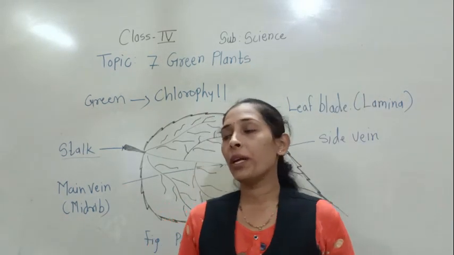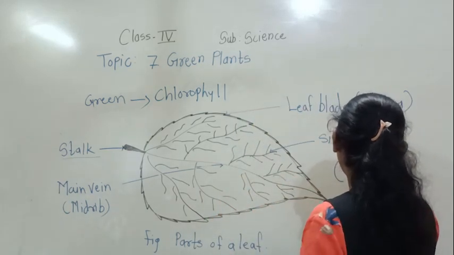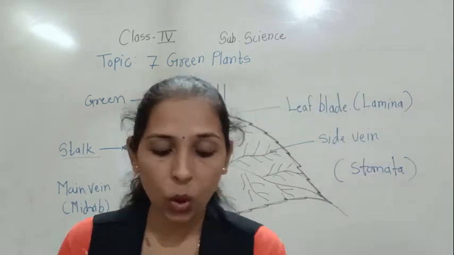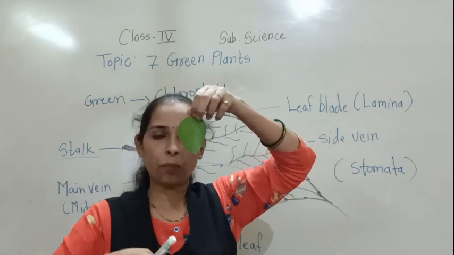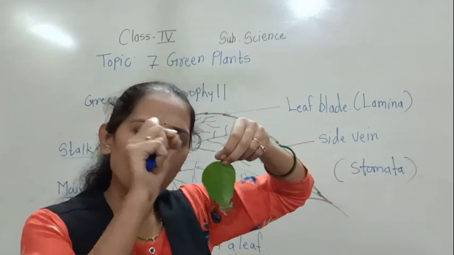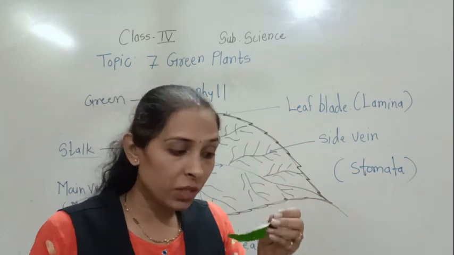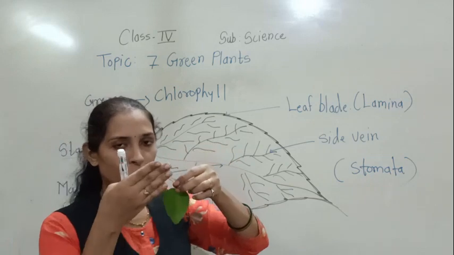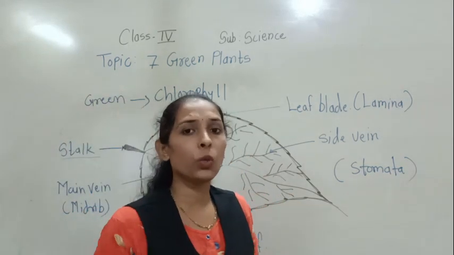Now my dear students, we are going to discuss the next point, that is stomata. What is meant by stomata? On the lower side of the leaf, there are tiny holes that we cannot see with our naked eyes. To observe the tiny holes, we have to use a microscope. On the lower portion of the leaves, there are very tiny, very minute holes.